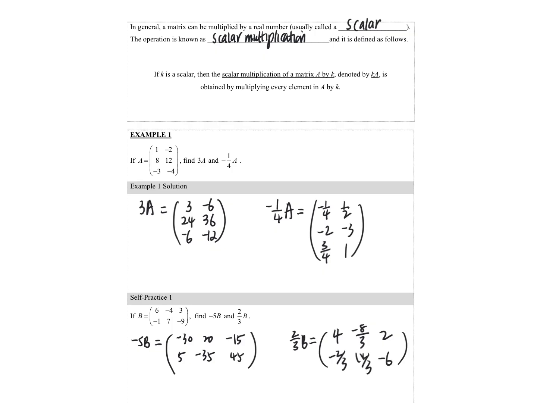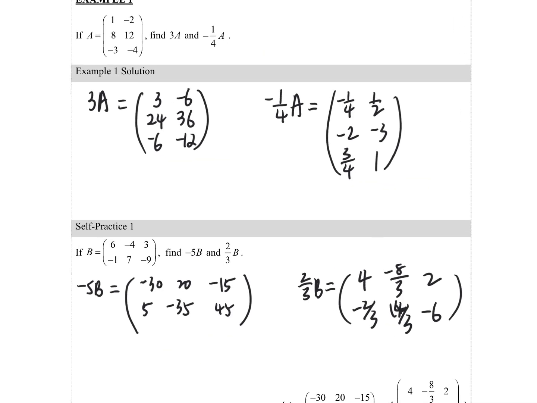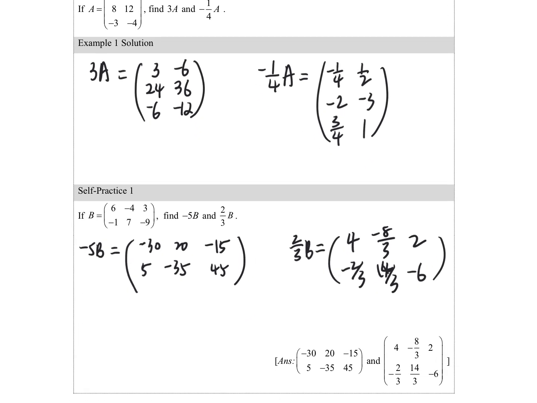What's that? Sure, minus 14 over 3. That is not 14, bro. It got the answer below what?